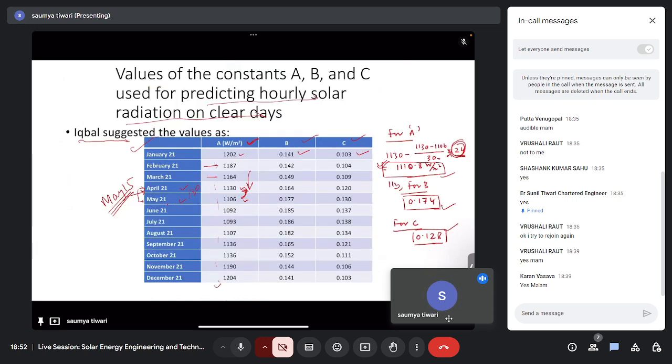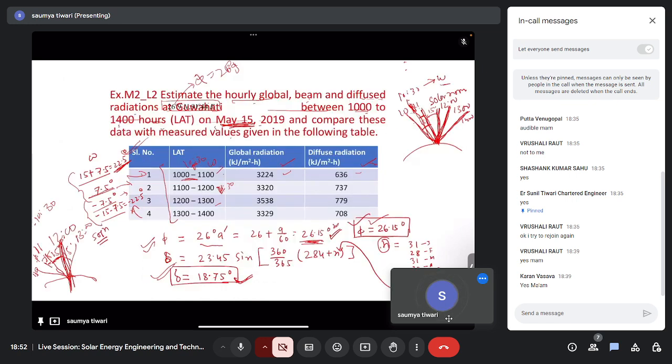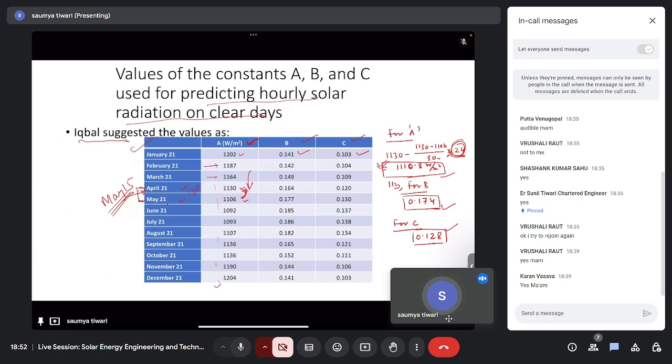And your day is May 15. May 15 will lie between April 21 and May 21, so we will basically interpolate this value. For May 15, if you want to interpolate the value of A, it will be your April 21 value minus, for this is for 30 days. From April 21 to May 21 it is 30 days. So we'll calculate for one day, so it will be 1130 minus 1106 by 30. And from April 21 to May 15 it is 24 days, so we will multiply it by 24 days.